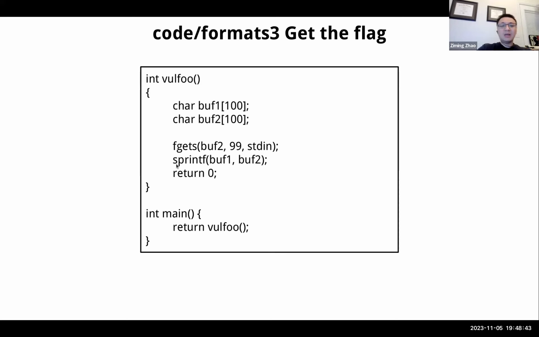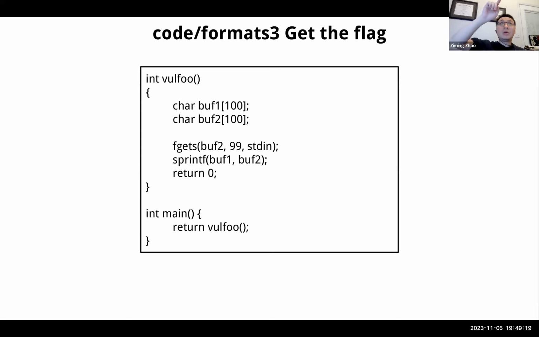However, there's another vulnerability, sprintf, which has buffer 1 and buffer 2. Buffer 1 is the target. In sprintf, the first argument is not the format string, but the target. Buffer 2 is the format string. So still, whatever our input is, it can only be 99 bytes. But whatever our input is will be used as a format string. And we already know that for a format string, you can generate many more bytes, right?